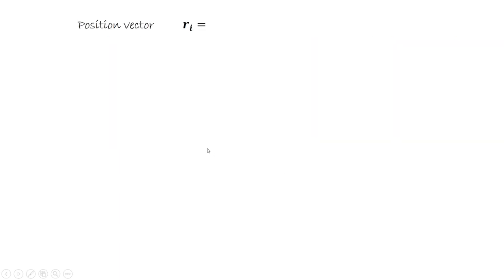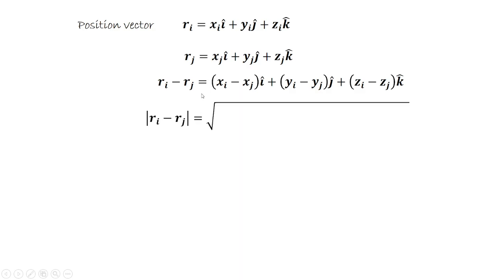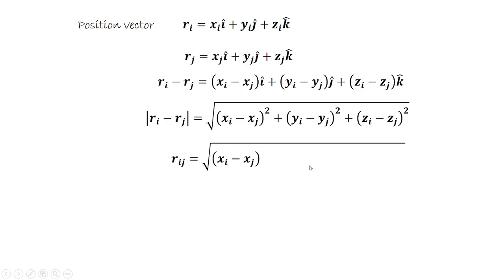Simply, the position vector r can be expressed like this. We already know this one, and another position vector, this one. So the difference between these two position vectors is this one, and the modulus of this position vector is this one. Or else we can write this one. We already know the formula, this one, rij. So I'm going to write it this way.